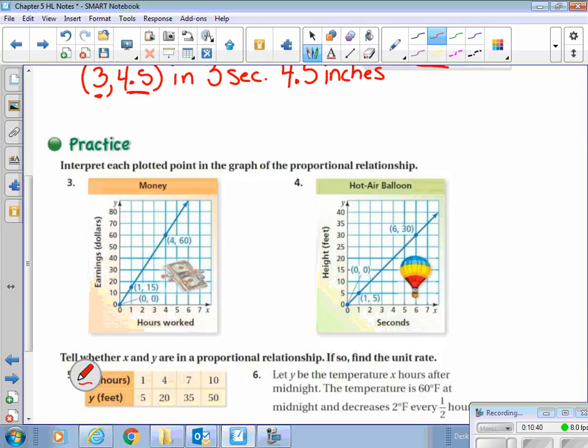So number 3 we're talking about money, and in number 4 we're talking about hot air balloons. See if you can look at those two graphs, come up with what each point means on each of those graphs, pause the video, and then come back and check your answer.